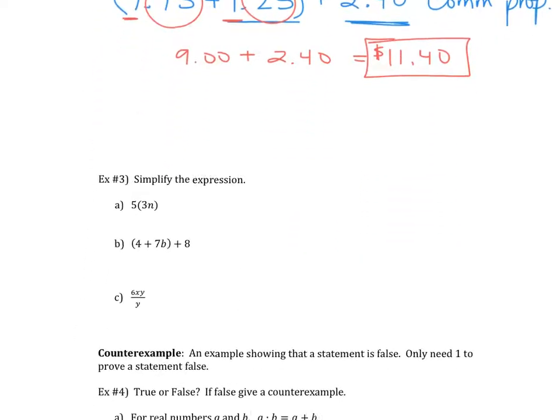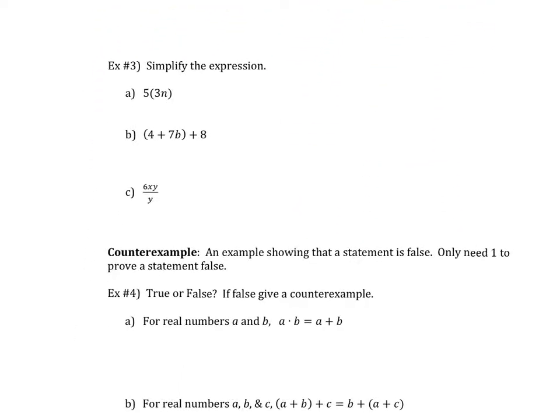Next thing. Any questions so far? We doing okay? Okay. These ones, it says simplify the expression. Now here you're going to use some properties too. Right now they're saying you're going to do 5 times 3 times n. You're going to multiply the 3n first and then the 5.